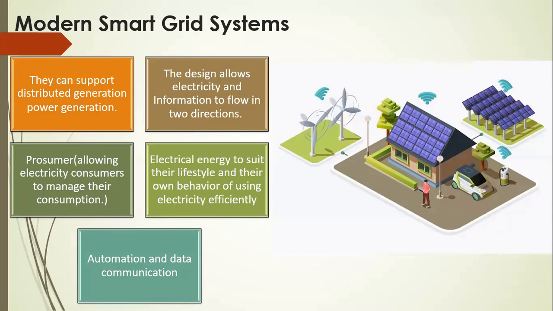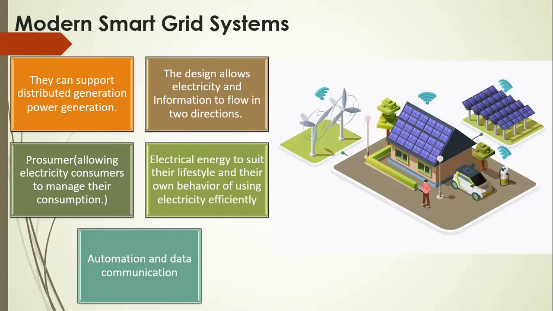Then in a smart grid system, the design allows electricity to flow in two directions, including the exchange of information. Information can flow in two directions also. Then there are prosumers. In a modern smart grid system, electricity consumers play a role in electricity generation, allowing them to manage their own consumption, and it also helps them use electrical energy to suit their lifestyle and their own behavior efficiently. So a consumer has quite a good command in a modern smart grid system in order to manage their consumption or generation.